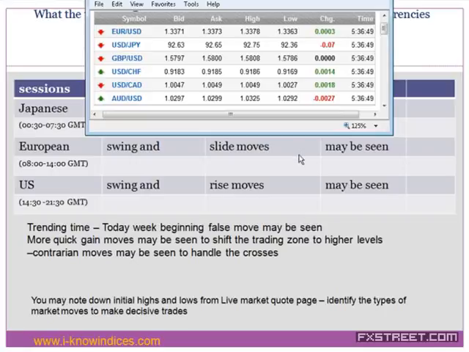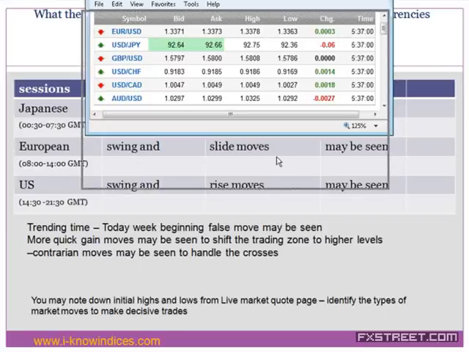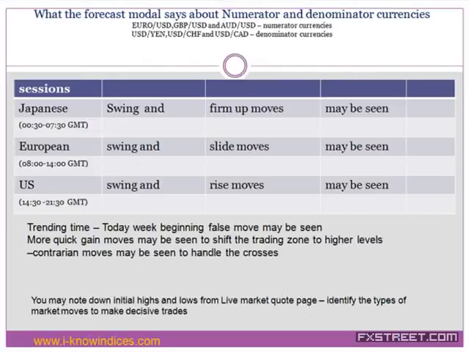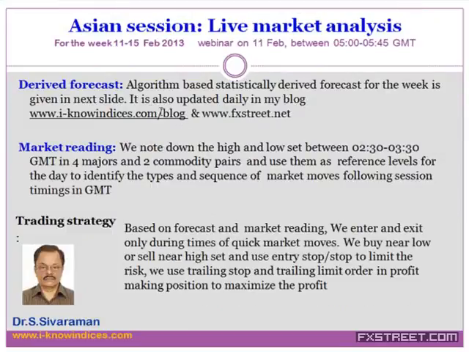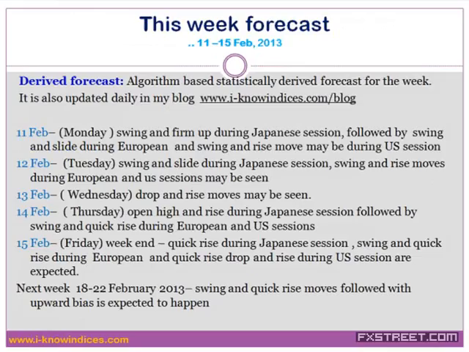Okay, no more questions? So let me just refresh. We use the derived forecast and we use the market reading and the trading strategy collectively and try to earn from the market. And we try to become an opportunity trader, and we have the mindset that the market continues to give trading opportunities. So we will look for a better opportunity to enter into the market.